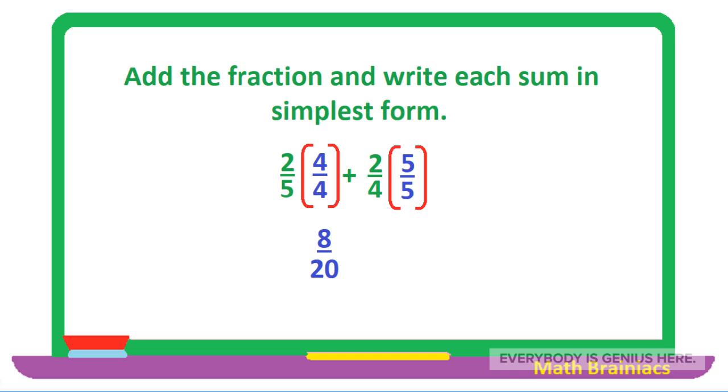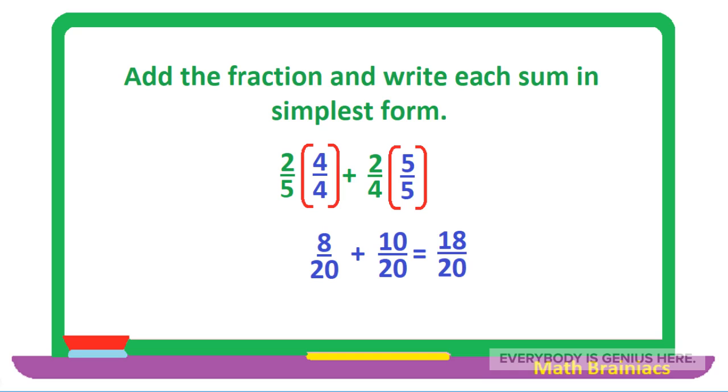Next, we are going to multiply the second fraction by the denominator of the first fraction. Accordingly, it will give us 2/4 times 5/5. 2 times 5 will give us 10, and 4 times 5 will give us 20. And we have made the denominators exactly the same. Now we can add them.